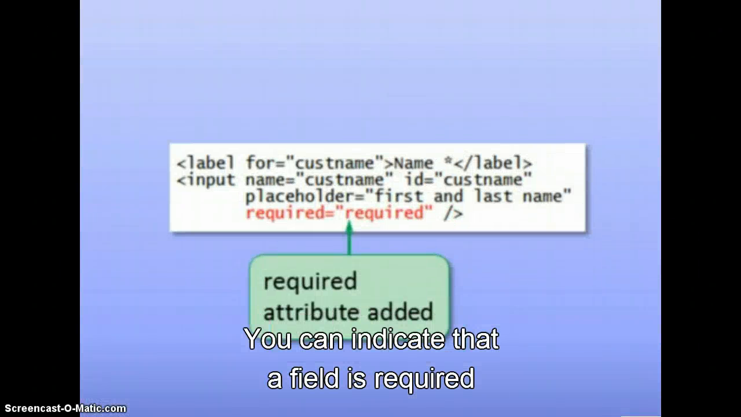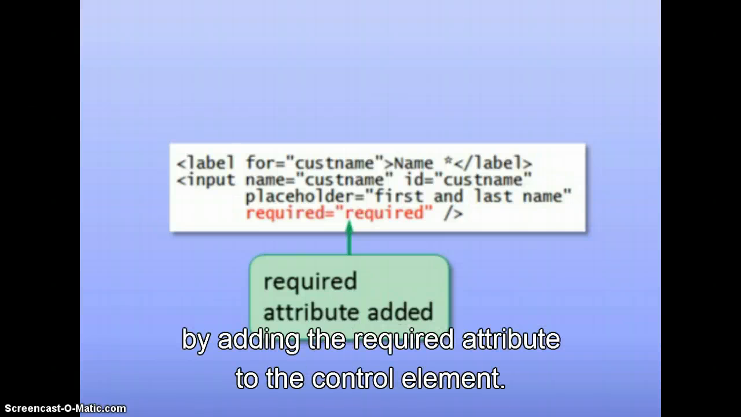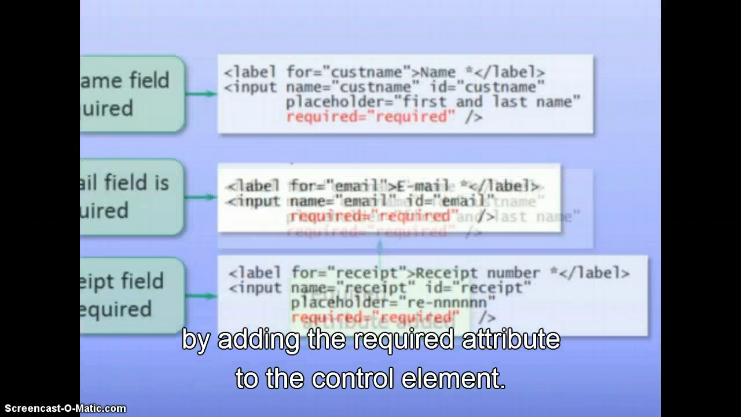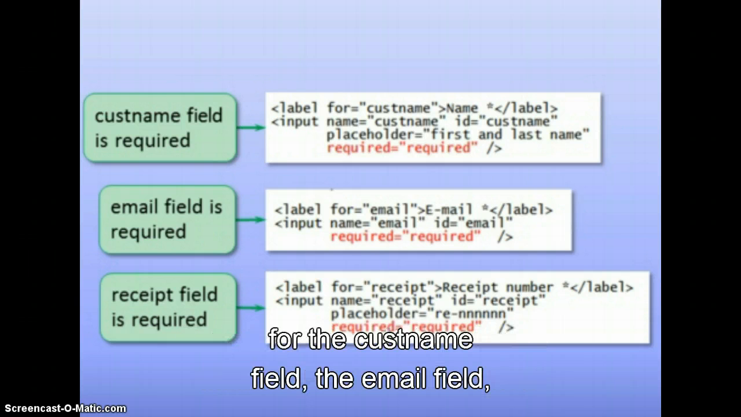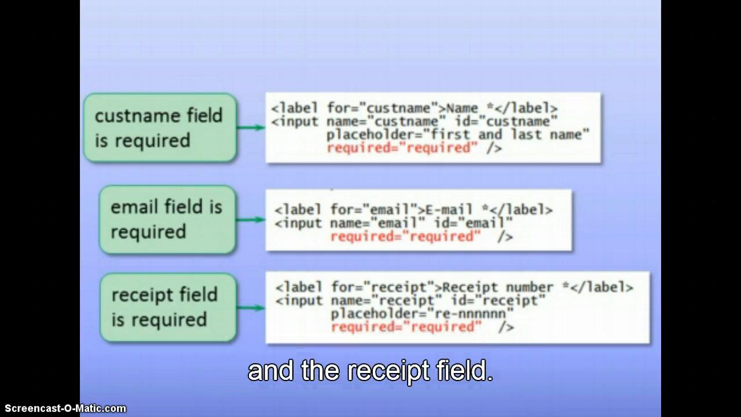You can indicate that a field is required by adding the required attribute to the control element. In survey.htm, add the required attribute to the input element for the cust name field, the email field, and the receipt field.